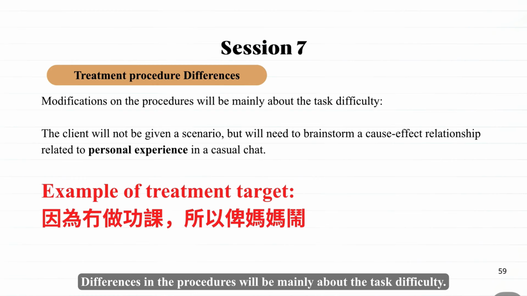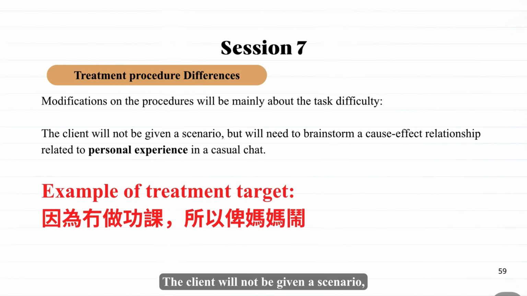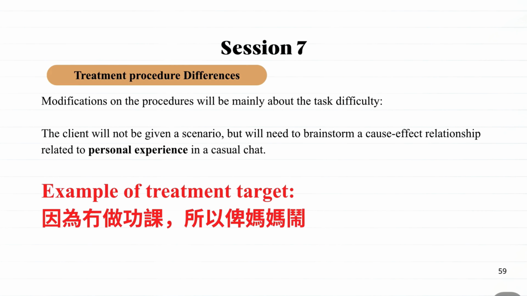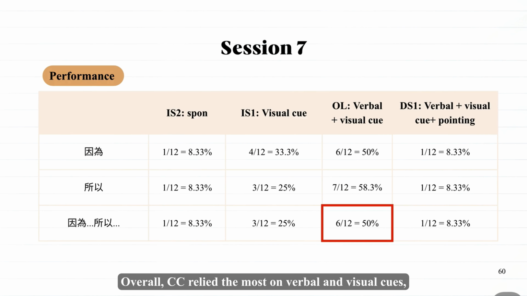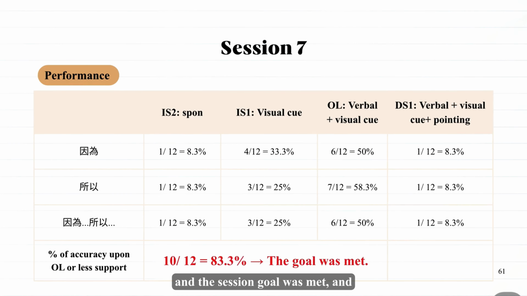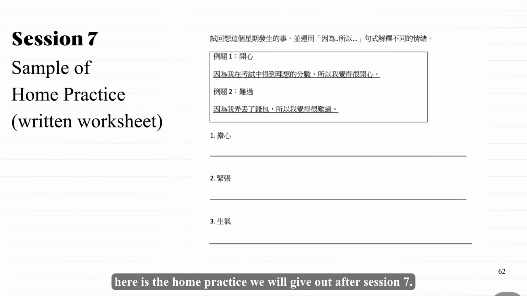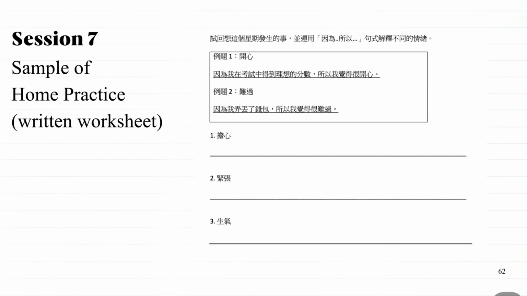Differences in the procedures will be mainly about the task difficulty. The client will not be given a scenario, but will need to brainstorm a cause-effect relationship related to personal experience in a given topic. An example of a treatment target will be 因為冇做功課，所以俾媽媽鬧. Overall, CC relied the most on verbal and visual cues, and the session goal was met. And here's the home practice we will give out after session 7.